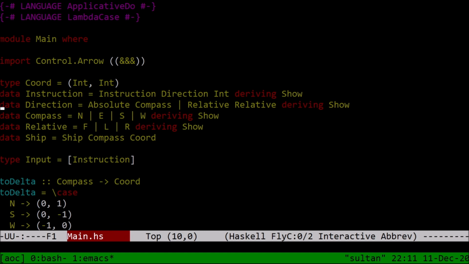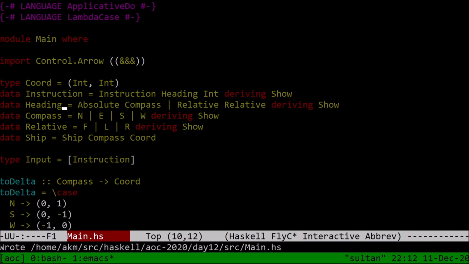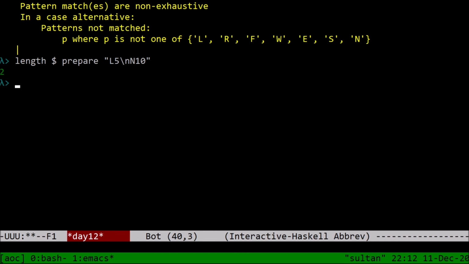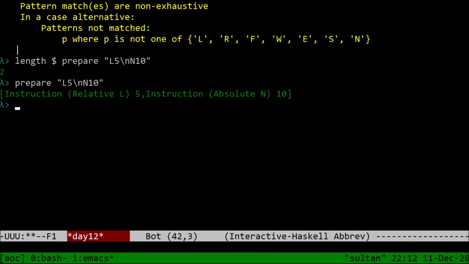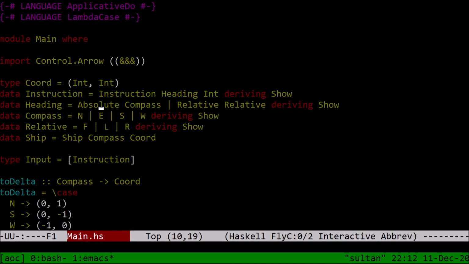Like, I don't even know. Oh, we could call a direction a heading? I think that's probably technically incorrect. Like, a nautically inclined person would tell me that I'm using it wrong. Headings are absolute, I think. But now it sort of makes more sense, and I don't have the word direction in here at all, which is great, because it's a very confusing word. And indeed, it says go left 5 and go north 10. Perfect. So that all worked.